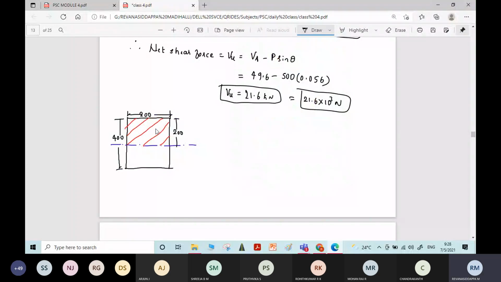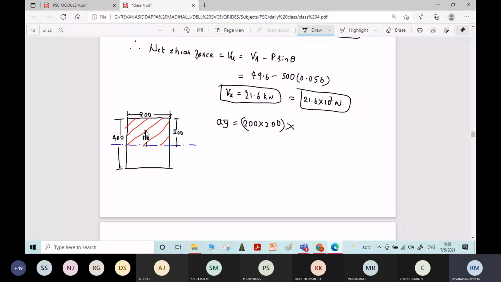Okay. So if you find the centroid of this shaded area from the neutral axis, it will be at a distance of 100 mm, right? 200 divided by 2. Therefore, AY bar is equal to area of the shaded portion, that is 200 into 200, into centroidal distance Y bar, it is 100 mm.